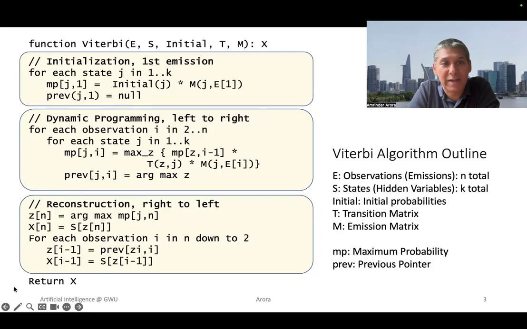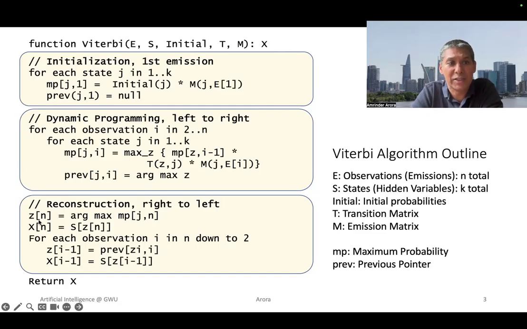The key step inside this is the dynamic programming, the left to right step. It builds a data structure, which is a two-dimensional array, this MP array. You can think of it as having as many rows as you have states, and as many columns as you have observations. So it essentially has an n times k matrix, and it builds this particular matrix from left to right. Each column essentially depends upon the previous column and doesn't really depend upon anything other than that.